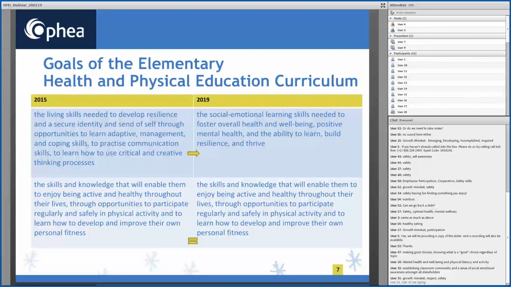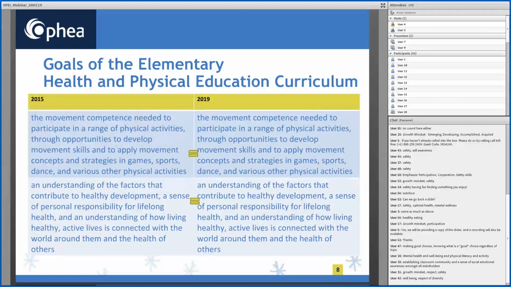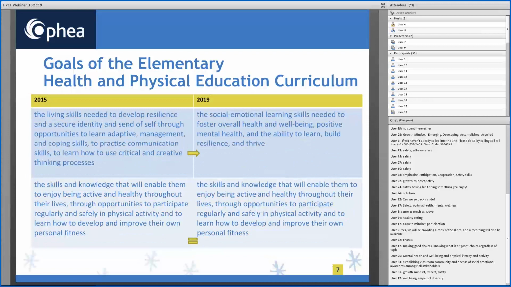The goals of the elementary health and physical education curriculum have remained the same, with the exception of the first goal. So you can see on this page here, there's the shift from living skills to social emotional learning skills and a more explicit connection to mental health. So the next two slides reflect these goals.